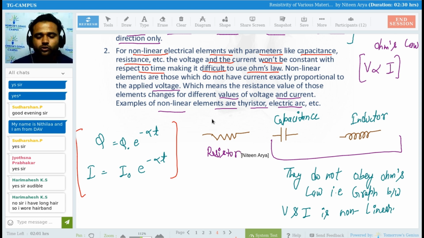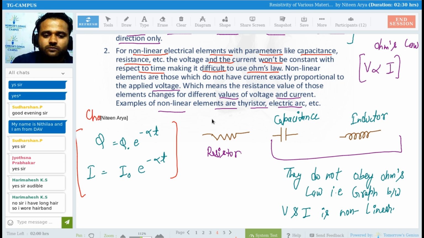Is this clear, everyone? So in combination or separately, they do not obey Ohm's law. When they do not obey Ohm's law, the graph between V and I is non-linear. Why is it non-linear? Because in a capacitor, Q naught is the charge on the capacitor initially, when time is 0. So in this way, the charge on the capacitor changes, and I is going to be this.